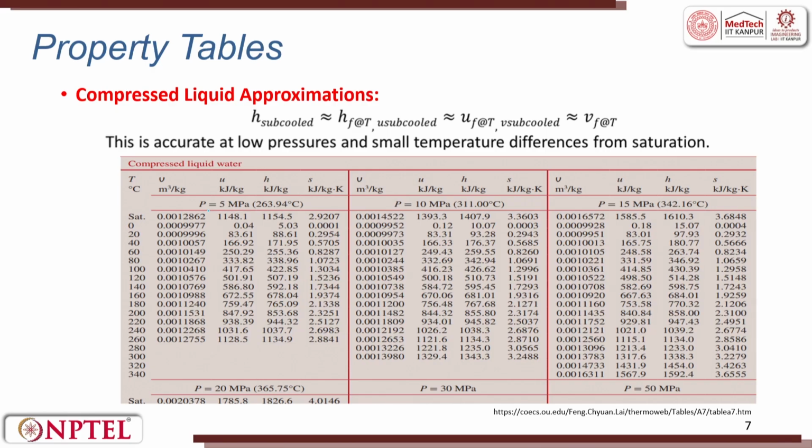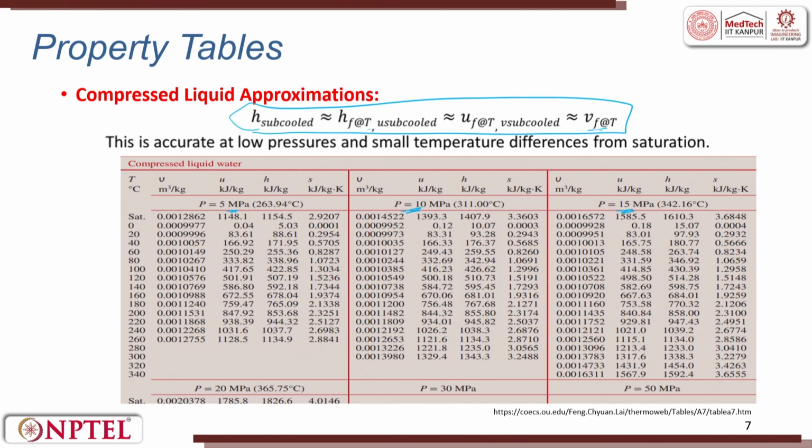Here we have when pressures are constant, P equal to 5 MPa, P equal to 10 MPa, P equal to 15 MPa. You can see how the values change for a liquid. So, this is given for water, only for 5, 10 and 15. So, when you are trying to develop a system and you are trying to see what the values are with pressure, you can try to get it from this table. So, H subcooled is approximated to HF at the temperature T, U subcooled is approximated to UF at the temperature T, V subcooled is equal to VF at the temperature T. So, this is the approximation which is used.